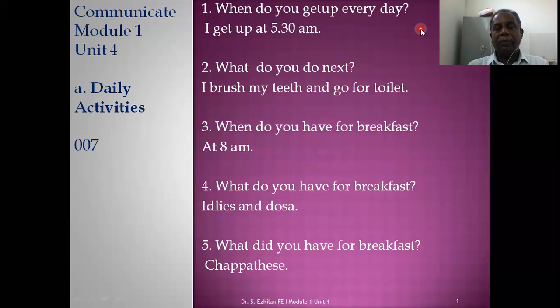What did you have for breakfast? I had chapatis yesterday, last week, last Sunday. This is about your breakfast.